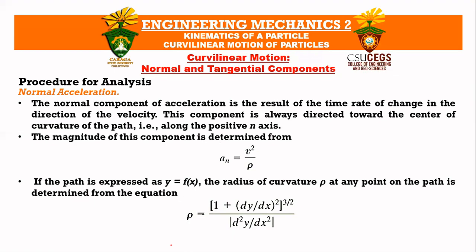And if the path is expressed as y is equal to a function of x, we can determine the radius of curvature rho at any point on the path, which is determined from the equation given here. So if in a problem there's no value given for the radius of curvature or rho, you can use this equation if the path is expressed as y equal to a function of x. After this, we will have three example problems related to the normal and tangential components.